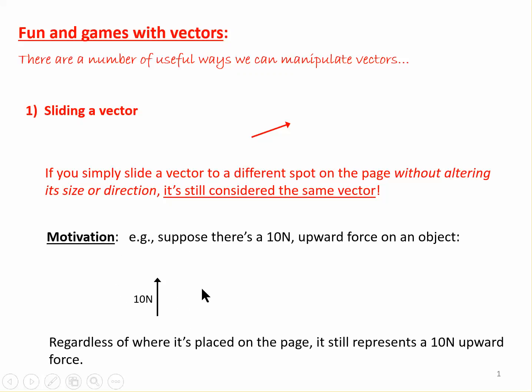Now, if I wanted to, instead of drawing the force vector here, I could have drawn it over here. Or I could have drawn it on a different spot on the page, over here, or maybe over there. Regardless of where I happen to draw it on the page, it still represents a force that's pointing upwards of magnitude 10 newtons. So it's still the same vector. So whenever you have a vector, you can freely slide it over as long as you don't tilt it and as long as you don't change its size. It's the same vector.